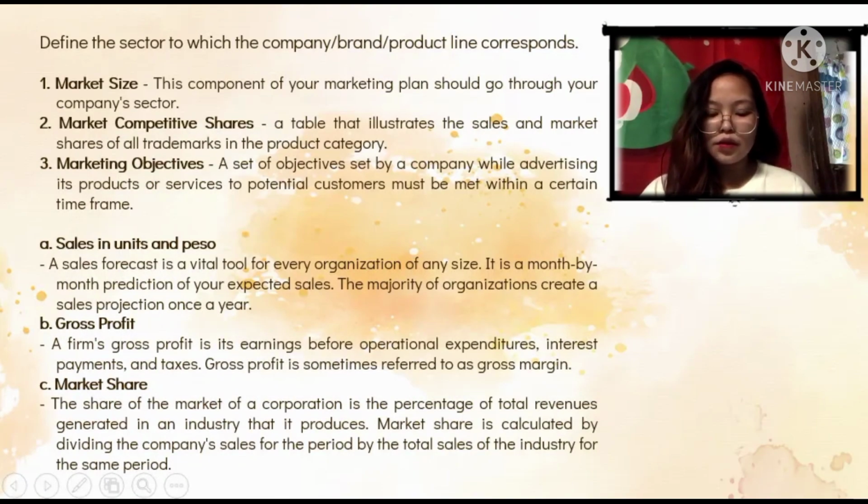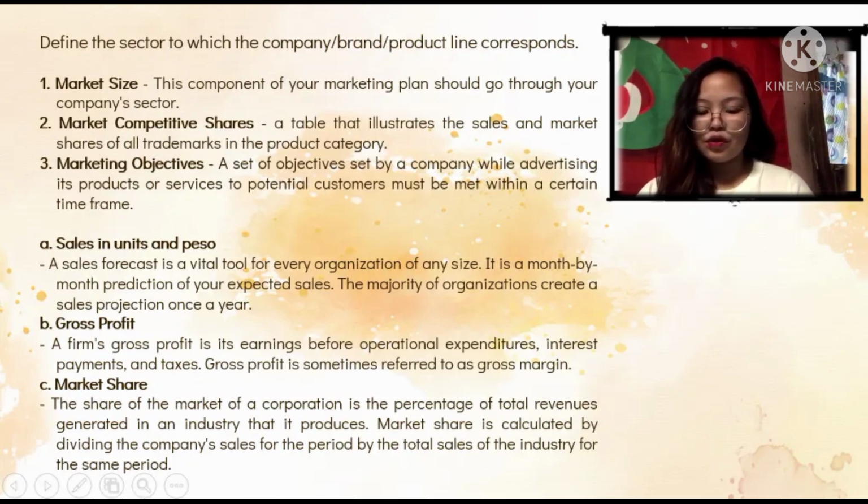Define the sector to which the company, brand, product line corresponds. Number 1. Market size. This component of your marketing plan should go through your company's sector. Number 2. Market competitive shares. A table that illustrates the sales and market shares of all trademarks in the product category.